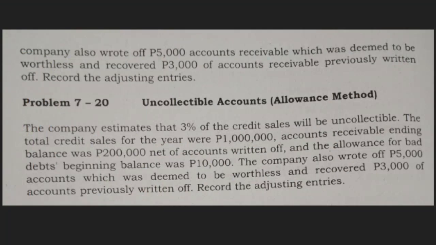7-20, the company estimates that 3% of the credit sales will be uncollectible. The total credit sales for the year were 1 million pesos. Accounts receivable ending balance was 200 net of accounts written off and the allowance for bad debts. Beginning balance is 10,000. The company also wrote off 5,000 and so on. So, ang pinagkaiba lang nito doon sa naunang problem is yung kanyang estimate kung saan naka-base. Kanina, yung estimate natin na 5% is naka-base doon sa accounts receivable. Ngayon naman, yung 3% is naka-base sa kanyang credit sales. So, dito makikita nyo ang pinagkaiba nilang dalawa.